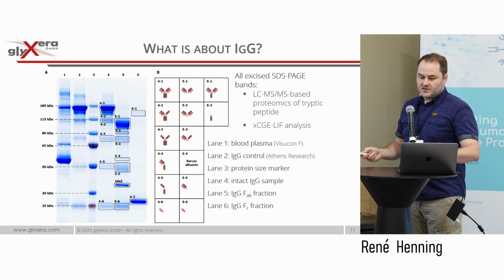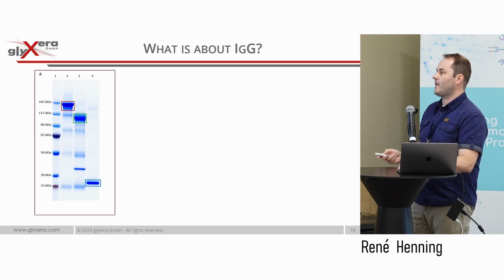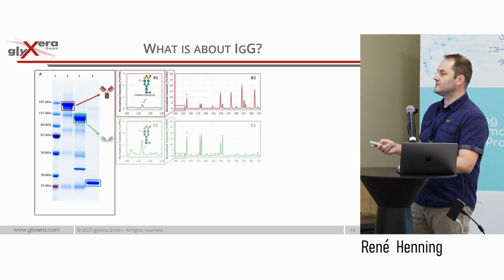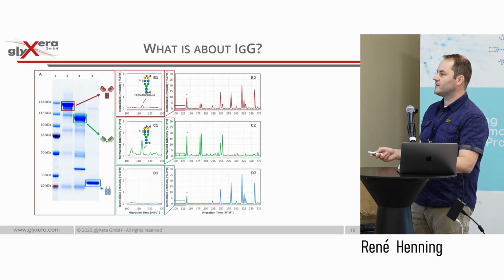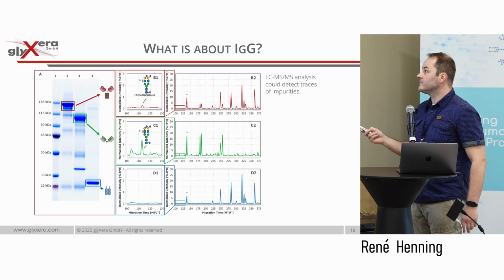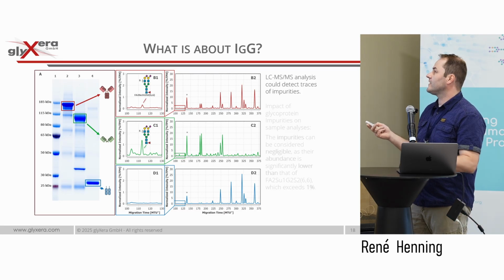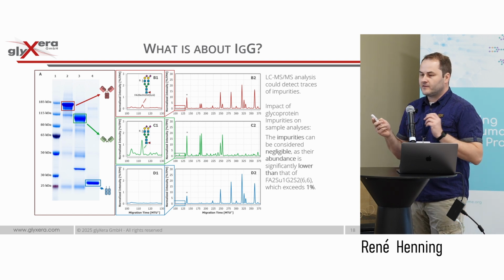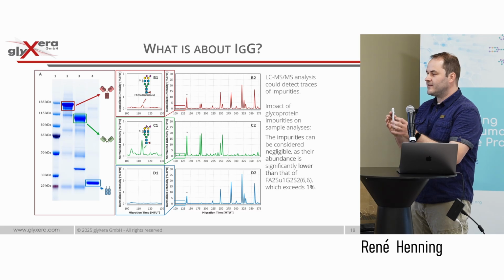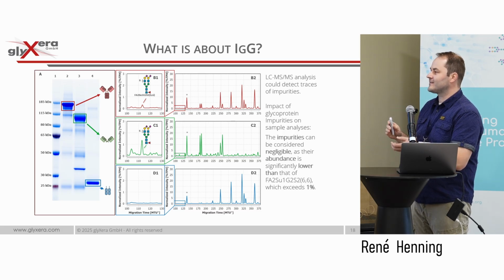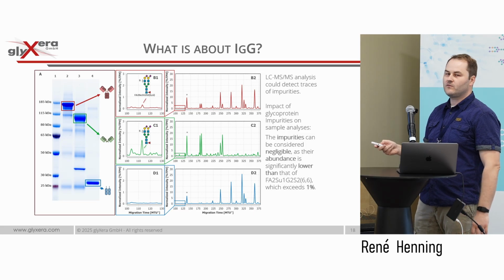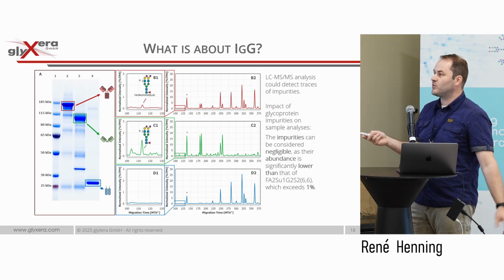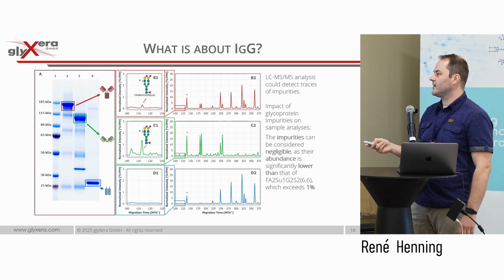Fine, and we did a CGE-LIF analysis. And we found, of course, here again the small peak from the gel, a big peak with more than 1%, and for the Fc fraction, exactly nothing. So this means, for the LC-MS analysis, we could detect only traces of impurities. And if you think about that, if you have traces of impurities inside and they have only the sulfated glycans, and you would sum them all up, you would not end up with more than 1%. So it's highly possible that it's really only on the Fab glycan.